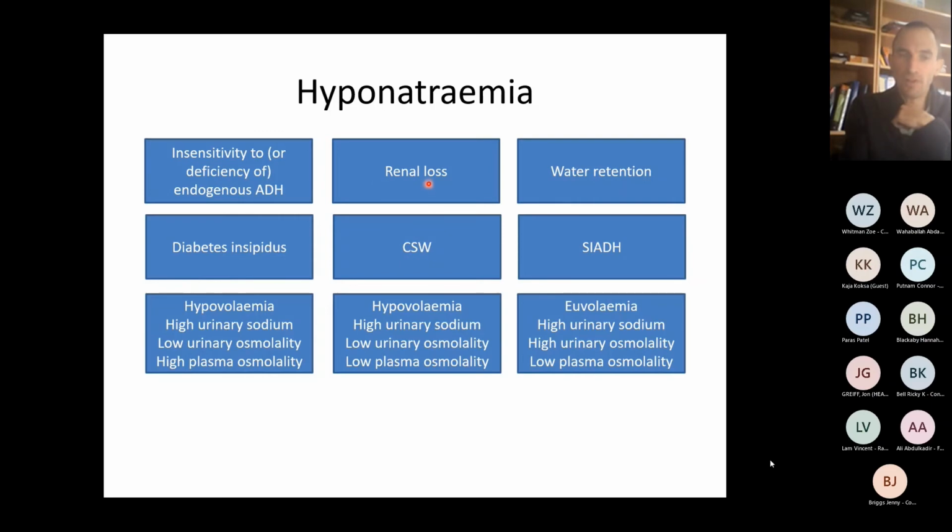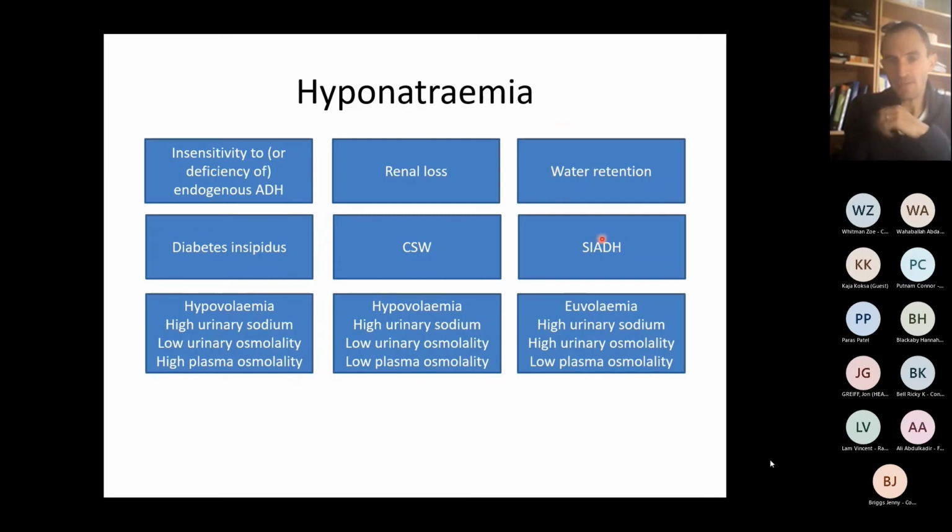Patients can get renal loss of sodium through cerebral salt wasting as well. So those patients, in a similar way to diabetes insipidus, are hypovolemic, they have a high urinary sodium. The difference is that they have a low plasma osmolality, so they lose sodium, but their plasma osmolality stays relatively similar.